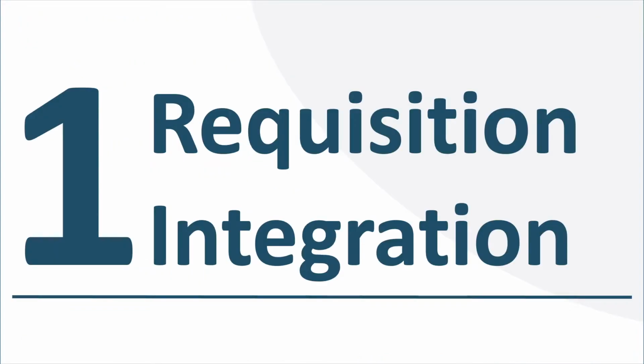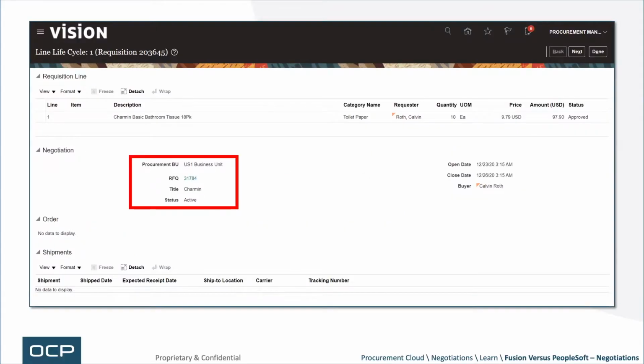Let's get started. First, requisition integration. You'll see here a little bit different than PeopleSoft, where both in the life cycle as well as on the requisition, the requester couldn't see that their requisition was currently being negotiated or sourced. So you can see that we've solved that here in Fusion. So that's a nice upgrade.